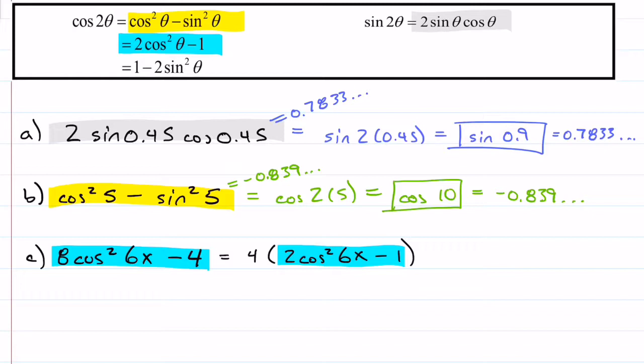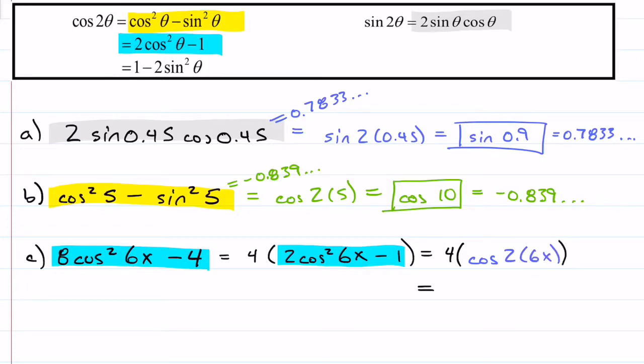So for the 2 cos squared 6x minus 1, now it's kind of obvious that theta is 6x. So I'm going to work just inside the brackets, work that back to cos 2 times theta, which is 2 times 6x. The 4 just stays outside. And then 2 times 6x is 12x. So you get 4 cos 12x.